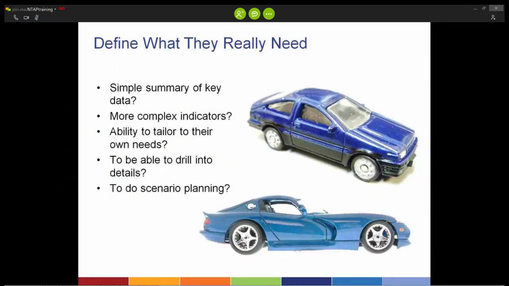And in addition to metrics, which we're going to talk about in a second, try to define what they really need. Is this just something simple? Are there more complex indicators? Do they really need to tailor it? I find that many people think they want to tailor it, but in fact, what they want to tailor it to is the same thing that many other people want. So as a starting point, it can be easier to create one thing that's not customizable, depending on what you're using.